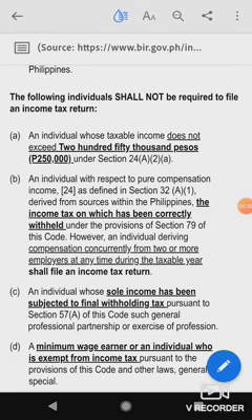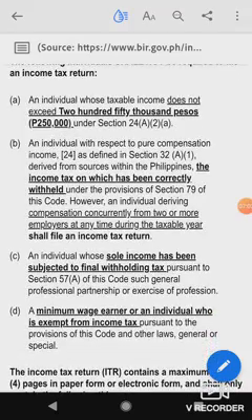An individual whose taxable income does not exceed 250,000 pesos under Section 24. This is belonging to the minimum wage earning group. Letter B, an individual with respect to pure compensation income as defined in Section 32 derived from sources within the Philippines, the income tax on which has been correctly withheld under the provisions of Section 79 of this code.